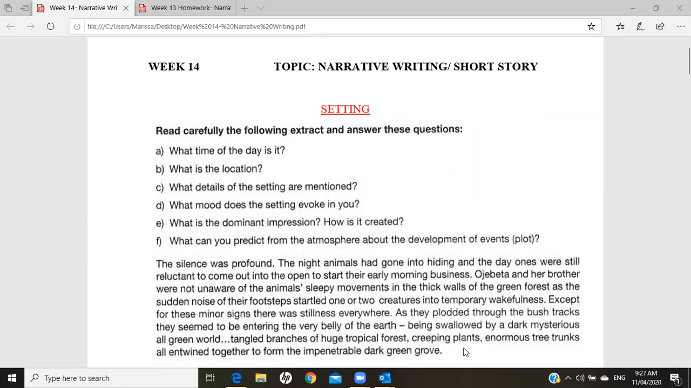So Joshua said he didn't do this one. Why didn't you do this one, Joshua? Because it was hard? Anybody did this one? Anybody attempted this one and have a response? Oh, everyone thought that this question was difficult. So let's look at this question. It says, what is the dominant impression? So overall, when you read this, what feeling do you get?